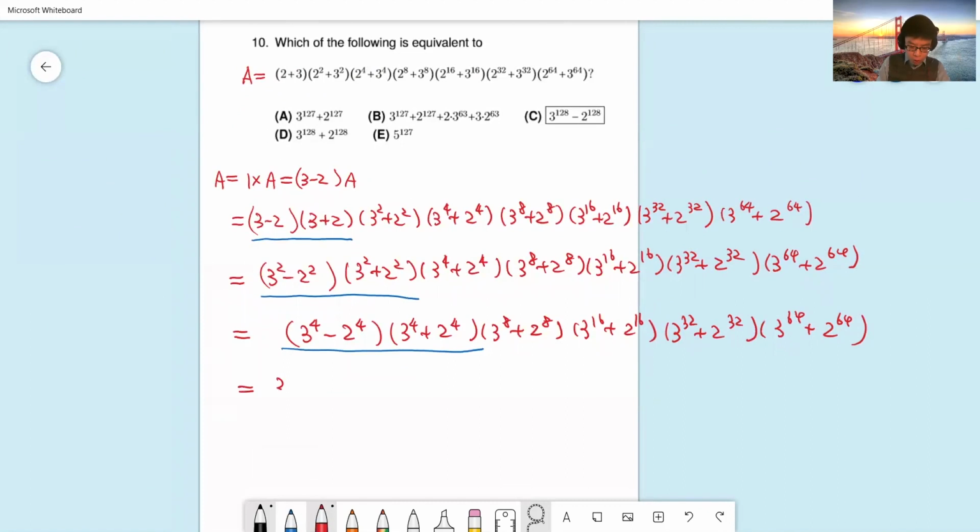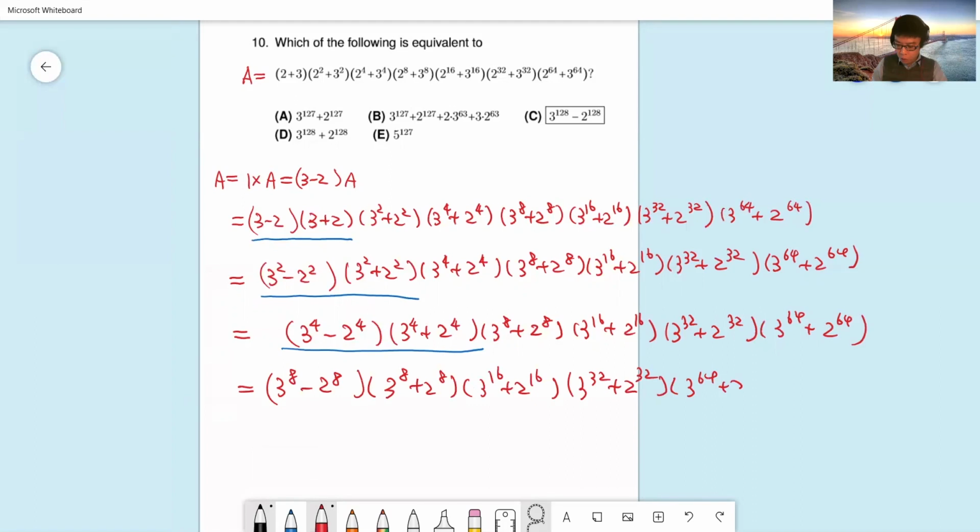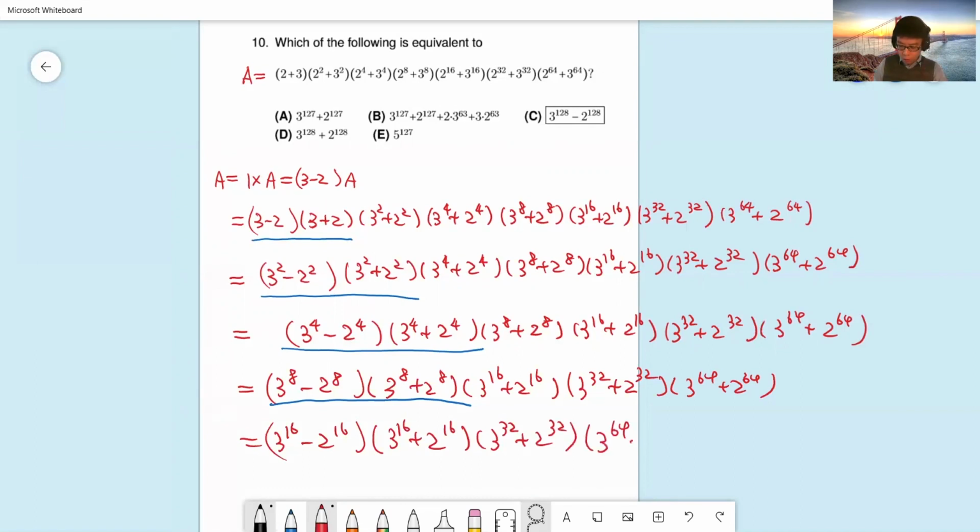Next one is 3 to the eighth minus 2 to the eighth. The remaining factors are 3 to the 16th plus 2 to the 16th, 3 to the 32nd plus 2 to the 32nd, 3 to the 64th plus 2 to the 64th. Right? Keep going. This multiplication will have 3 to the 16th minus 2 to the 16th, then 3 to the 32nd plus 2 to the 32nd, and 3 to the 64th plus 2 to the 64th.